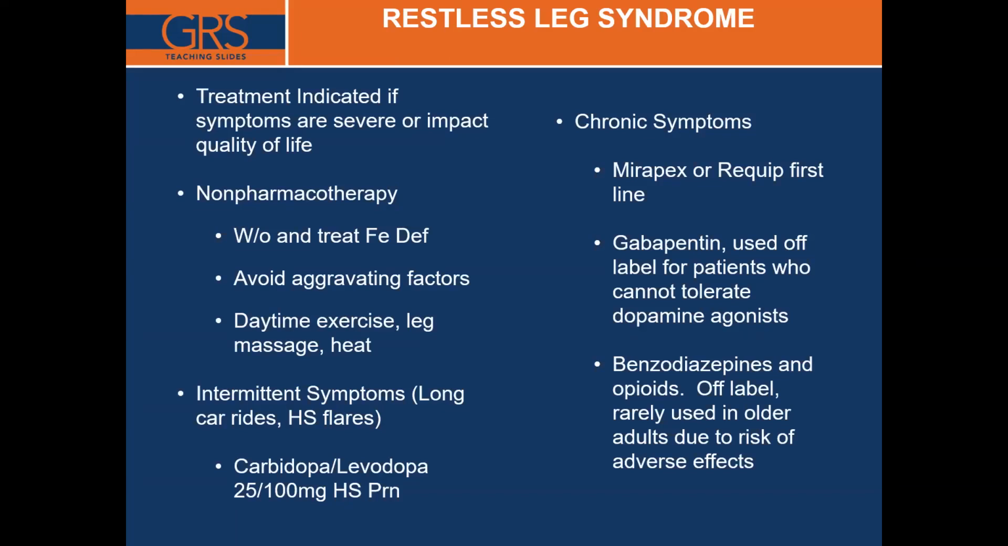And for intermittent symptoms, the ones that are precipitated by long car rides or short, infrequent flares at bedtime, carbidopa, levodopa, as needed at bedtime, can sometimes help. People who have chronic symptoms of restless leg may benefit from Mirapex or Requip as a first-line treatment. We can use gabapentin off-label for those who don't tolerate the dopamine agonists. Benzodiazepines and opioids, off-label or not, are rarely used. They can be used off-label, but they should not be used in older adults due to the risk of adverse effects.